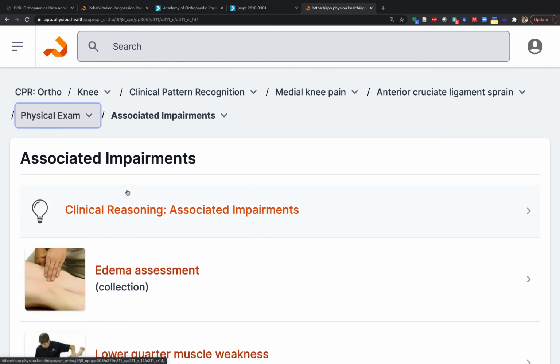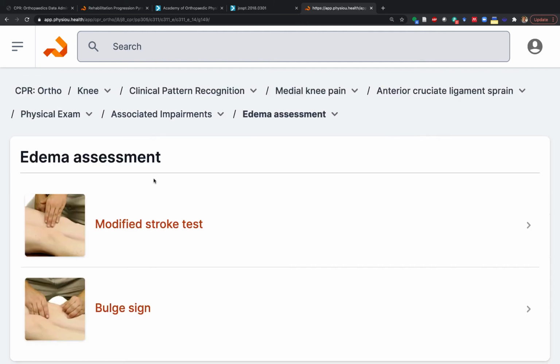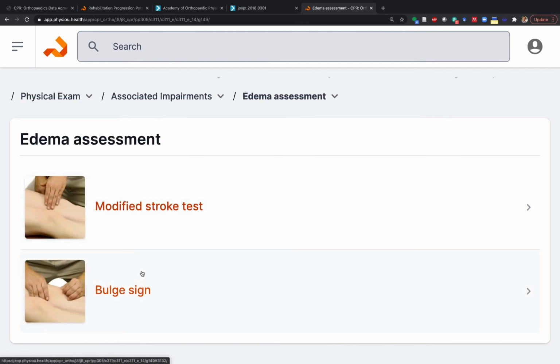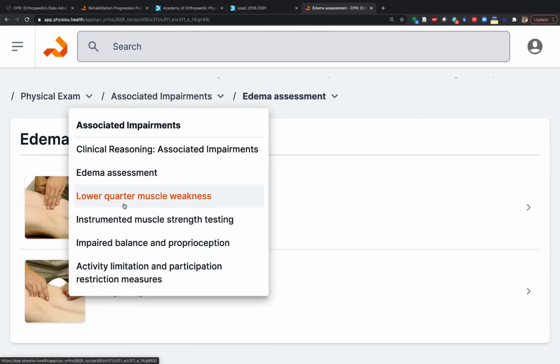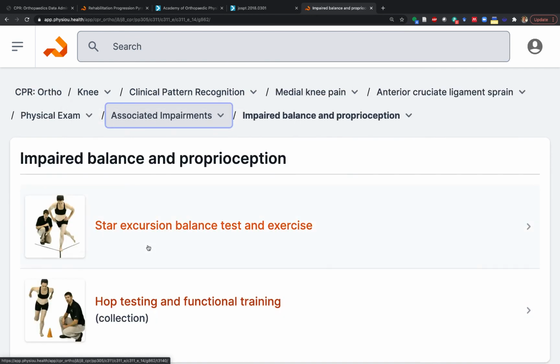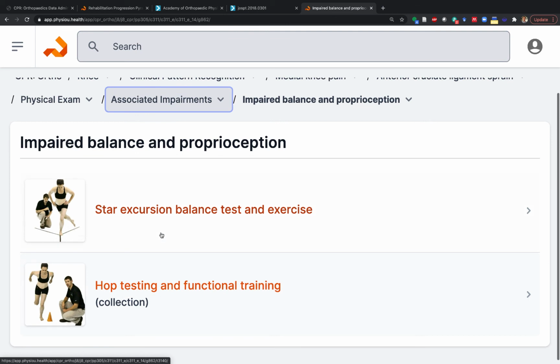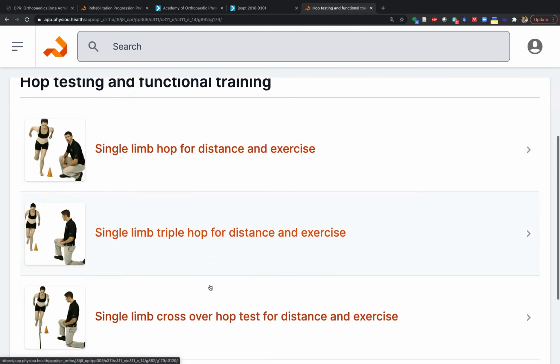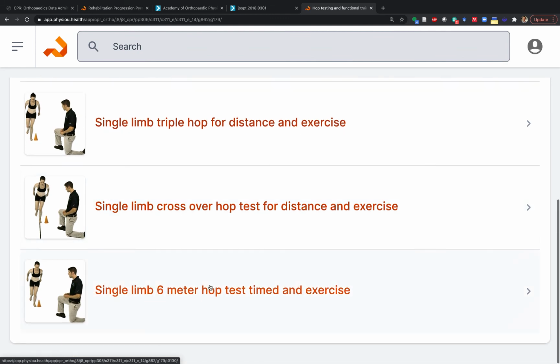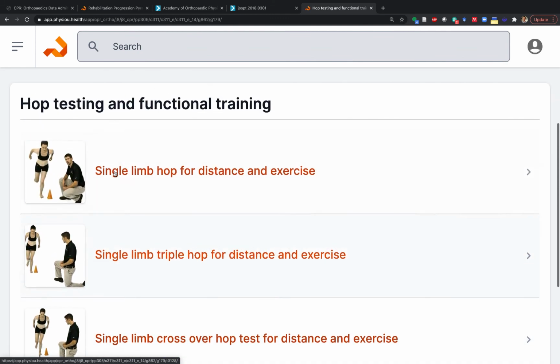And then your associated impairments. How do I assess my edema, your modified stroke test, your bulge sign, right? So these are all things you're going to learn in lab. And then here you can see lower quarter muscle weakness. You're going to do some muscle testing with the isokinetics or the hand dynamometer. Here's impaired balance and proprioception. Some tests that you can use, star excursion balance test or hop testing.